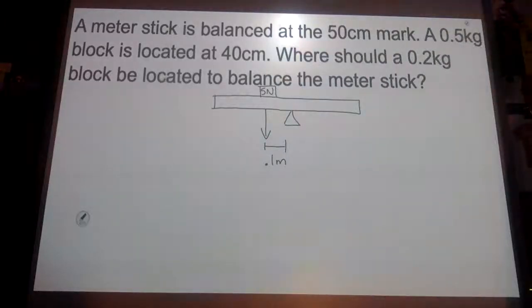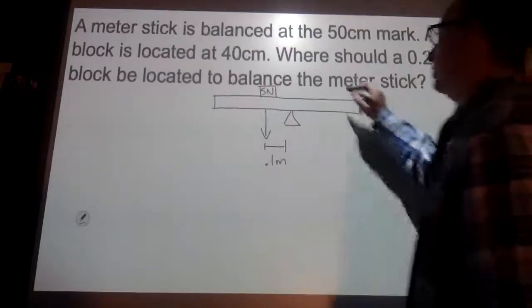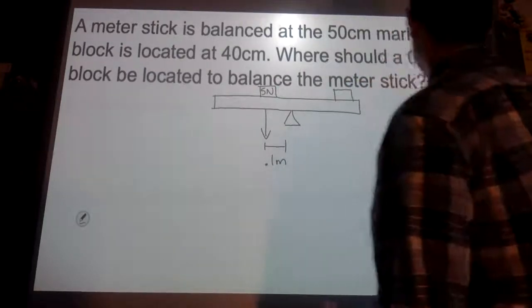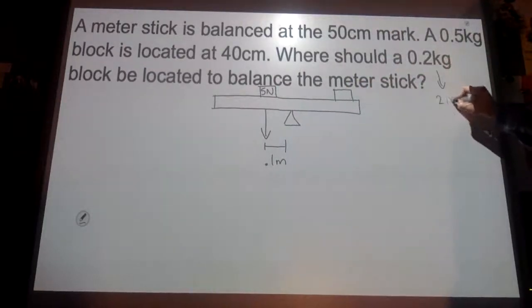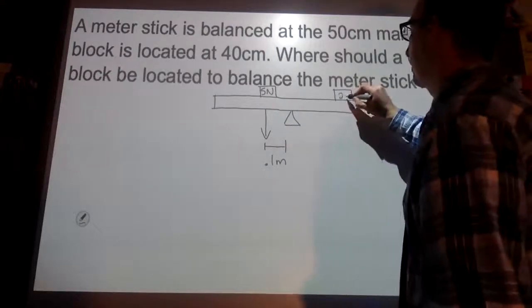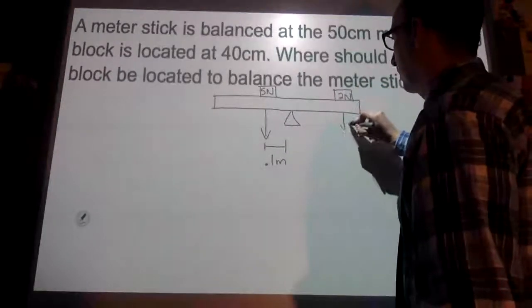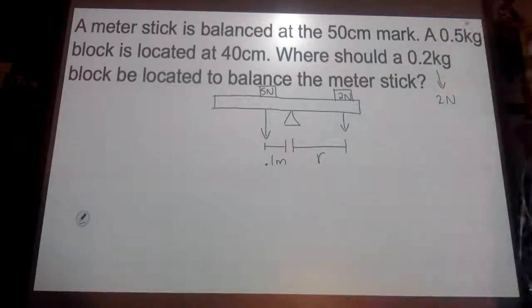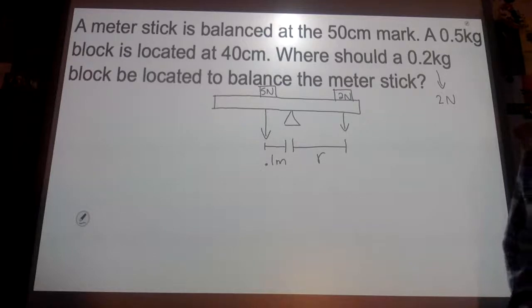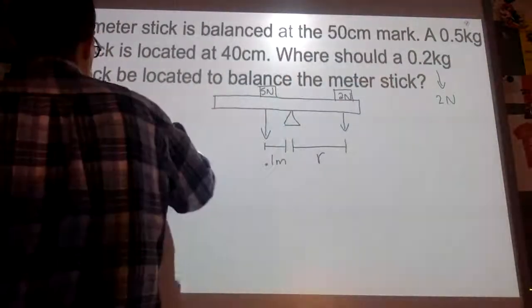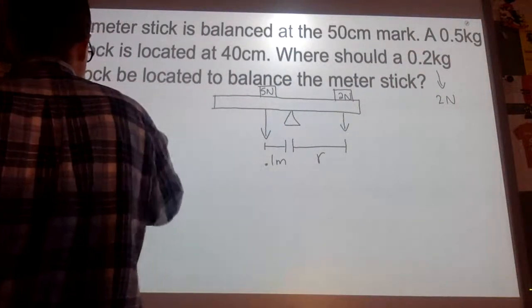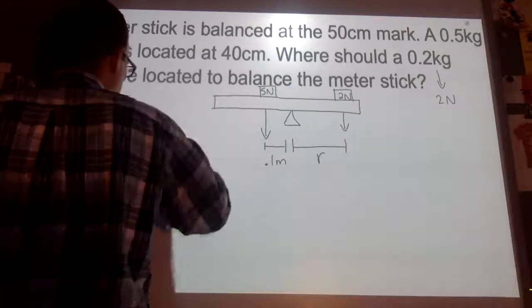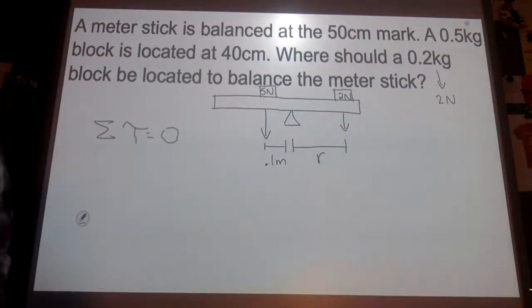Where should a 0.2 kilogram block be located to balance the meter stick? So somewhere on this side, my 0.2 kilogram would be 2 newtons. And I don't know what R is. All right, so I am saying that the sum of the torques is equal to 0 because it is not rotating.